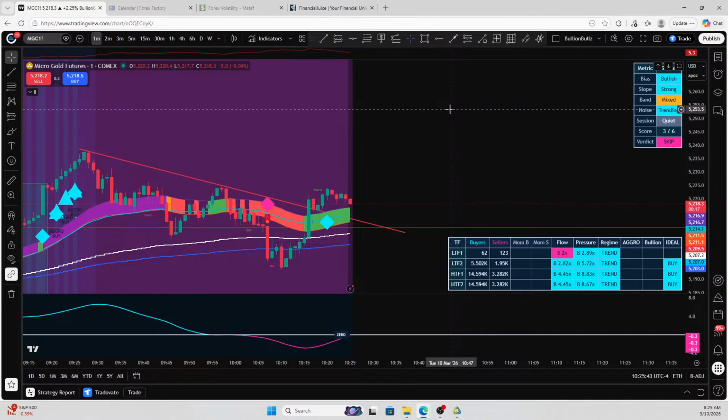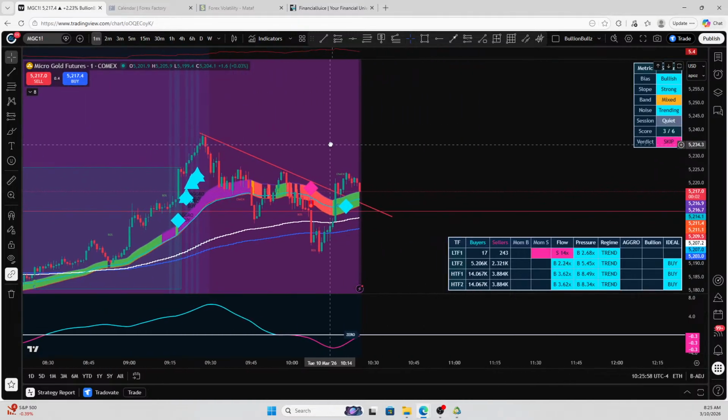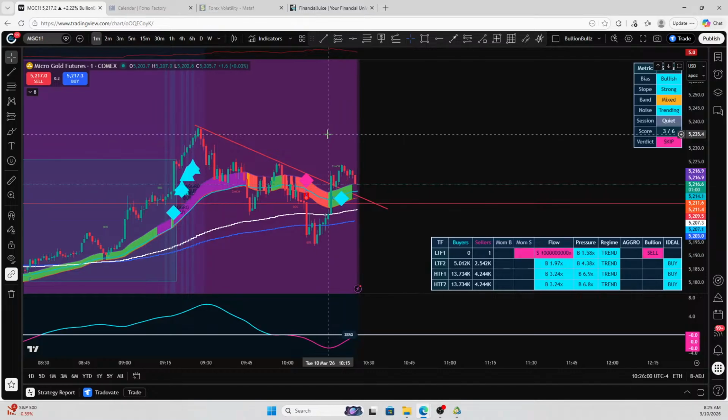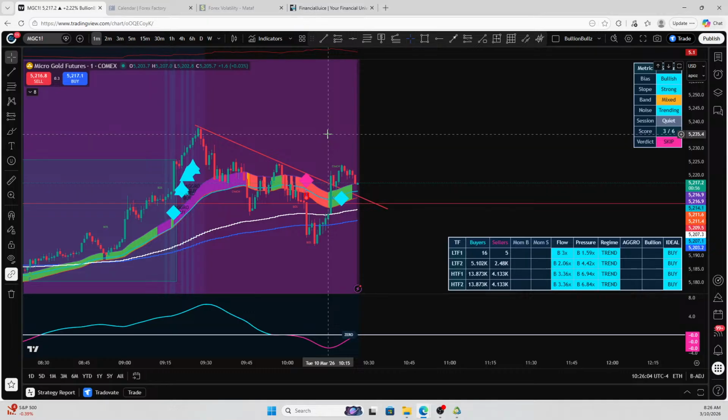Yeah, this could simply be breakout, retest, and then push up. And then this also gives us a trend, an uptrend right here. We're just going to wait. Price is getting ready.